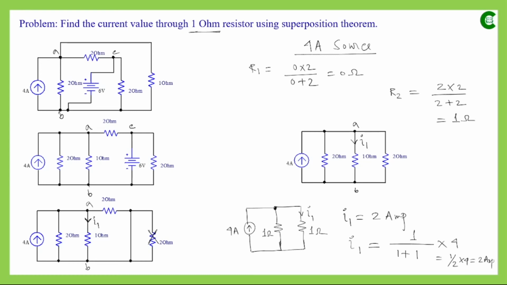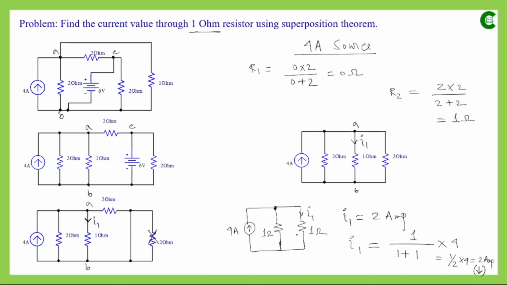So this is the rule, the current division rule. By applying that, we can also find out the current value, and this will be useful when the resistors do not have the same value. Now this is the current value, 2 ampere, and that will be flowing downward through this 1 ohm resistor.